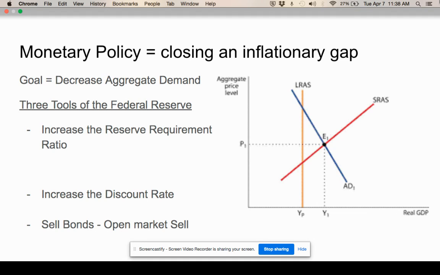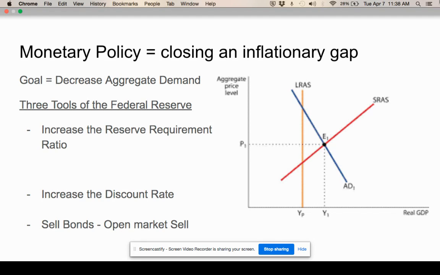The opposite of that, if we're in an inflationary gap, your goal then is to decrease aggregate demand. You need to get people to stop spending money, so you take it away. You can increase the reserve requirement ratio, which would mean that banks can't loan out as much. If they can't loan out as much, we don't get our hands on money as easily. Aggregate demand shifts to the left.